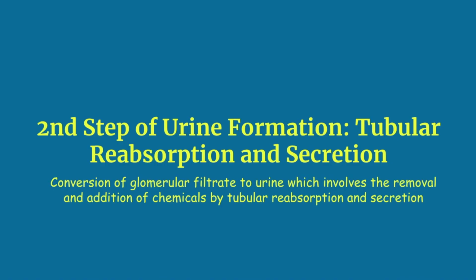In part 3, we'll discuss the second step of urine formation, which is tubular reabsorption and secretion. Now to start, the second step of urine formation involves the conversion of glomerular filtrate to urine, which involves the removal and addition of chemicals by tubular reabsorption or secretion.